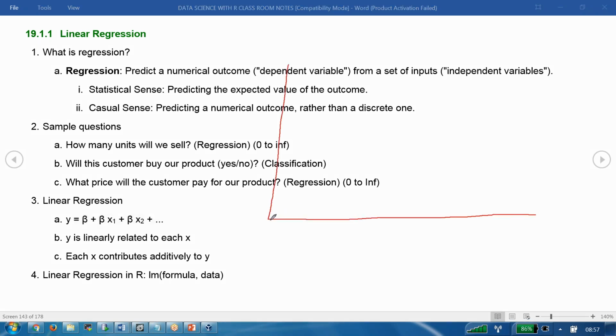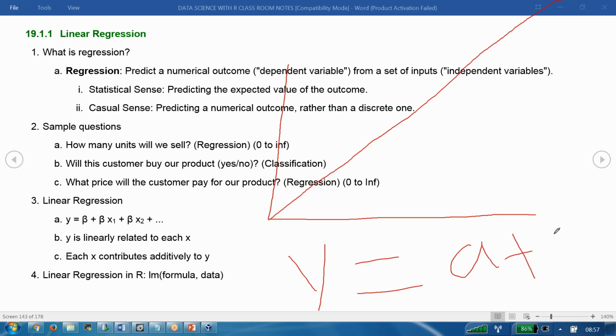He started here and continuously, happily goes like this. This equation, you know what it is? That equation is y is equal to a plus b into x. Y is equal to a plus bx. That is the equation.